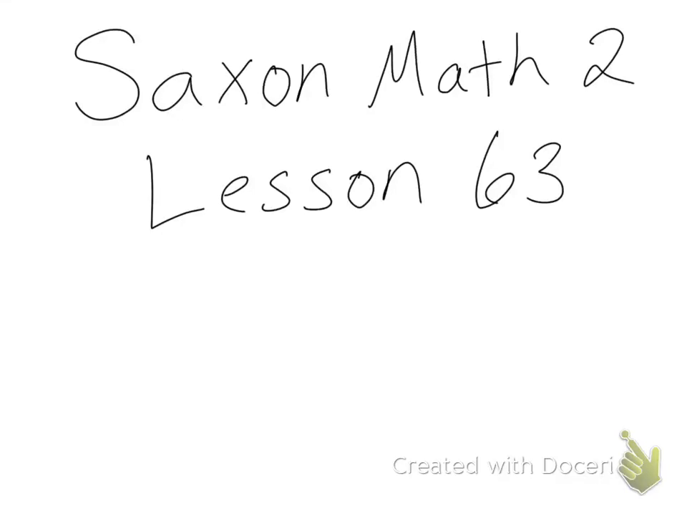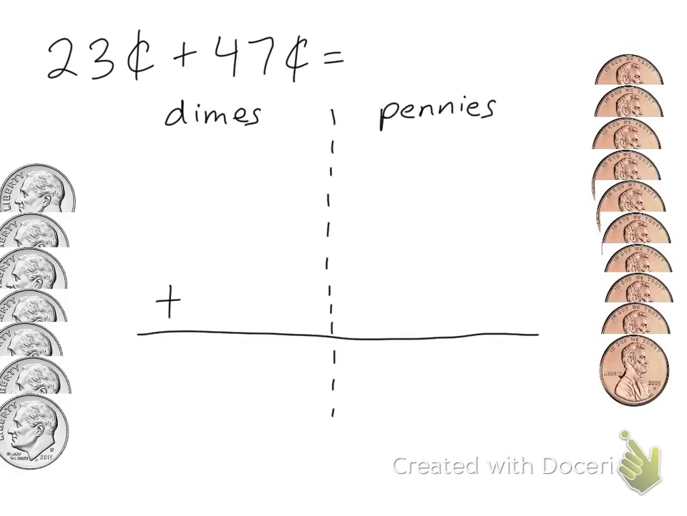Hello everyone. Today's lesson is lesson 63, using the addition algorithm part 1. So we're going to add two-digit numbers, and we can use dimes and pennies to check our answers. So here we have 23 cents plus 47 cents.